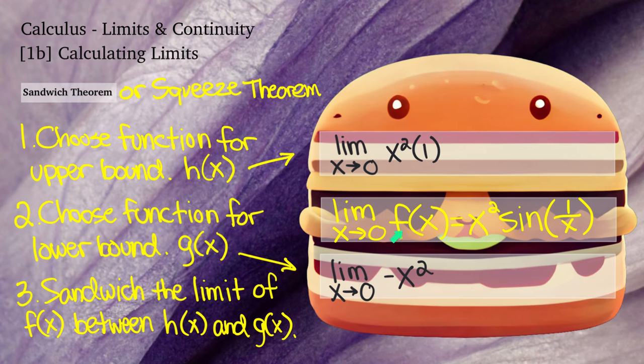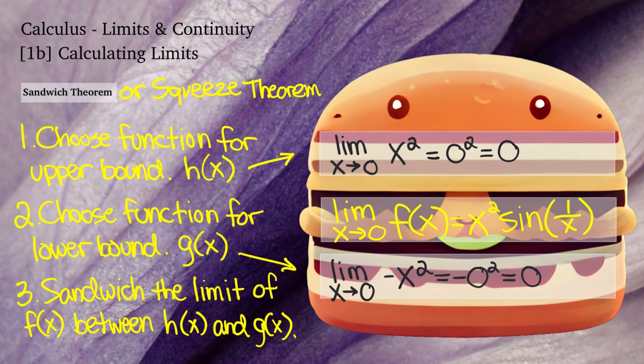We have our original function inside the sandwich, we have our high function as the top bun, we have our ground function as the bottom bun. Now we just calculate the limits. The limit as x approaches 0 of x squared is 0. We could simply substitute because there are no issues. The limit as x approaches 0 of negative x squared is negative 0?